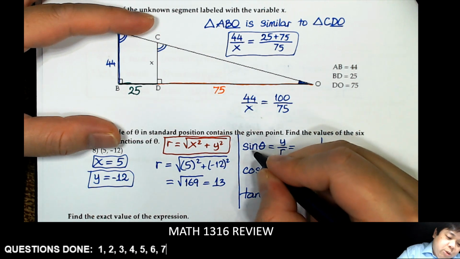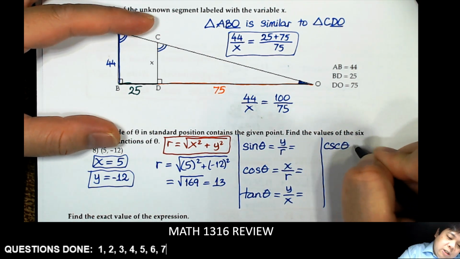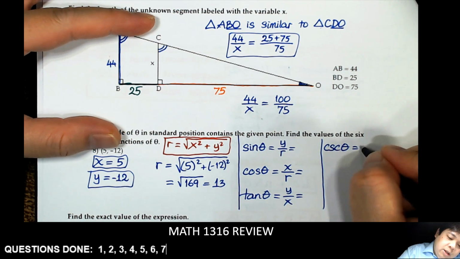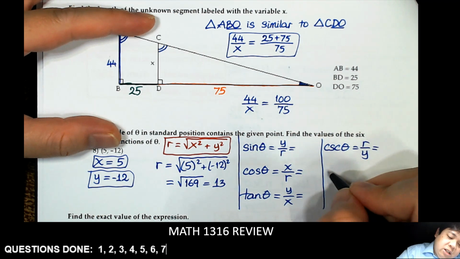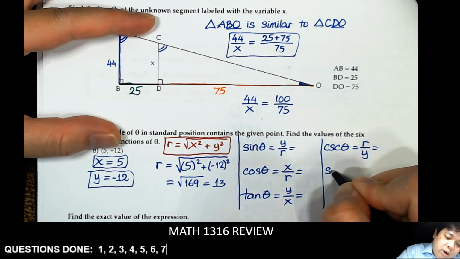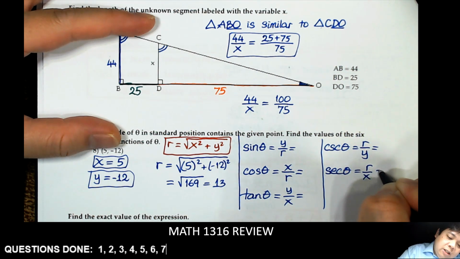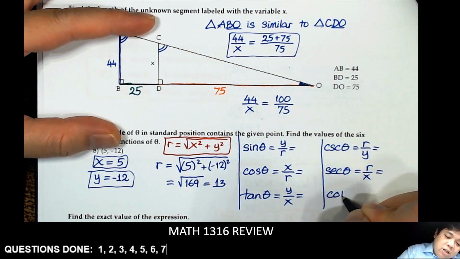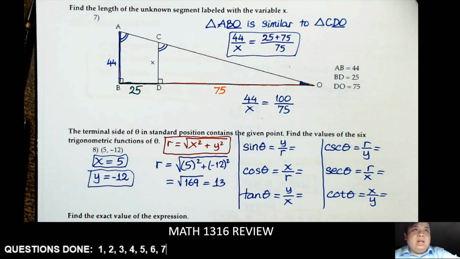And then the reciprocal of sine is cosecant, which will be R over Y. The reciprocal of cosine is secant, which will be R over X. And the reciprocal of tangent is cotangent, which is X over Y. Again, I will let you fill in the numbers. That should be easy.